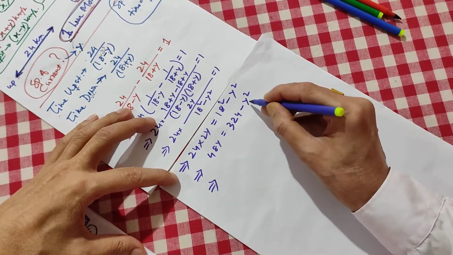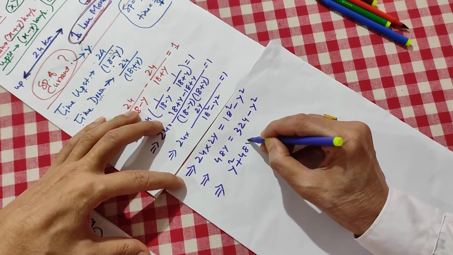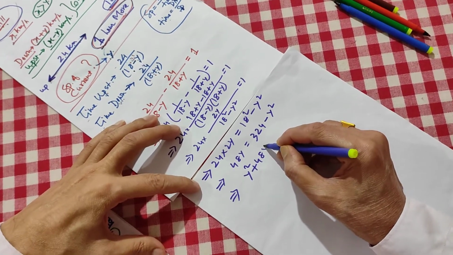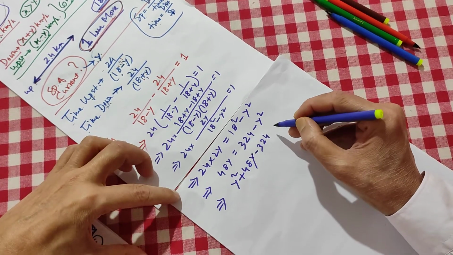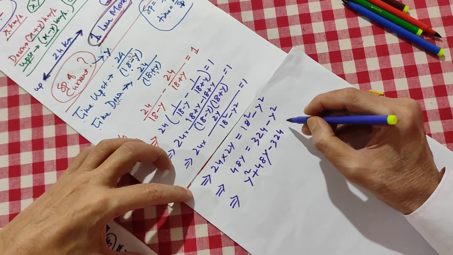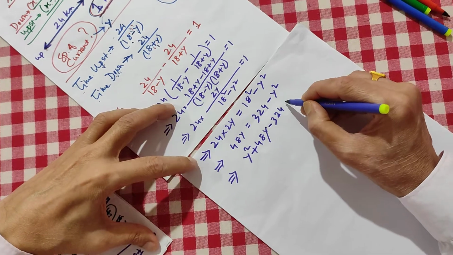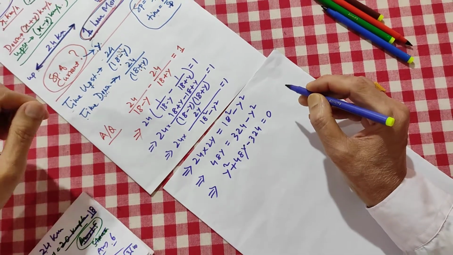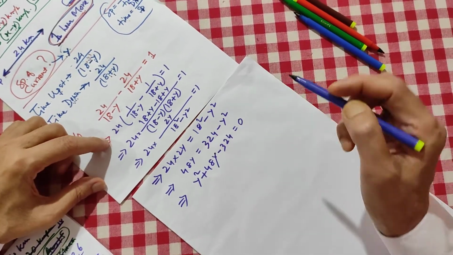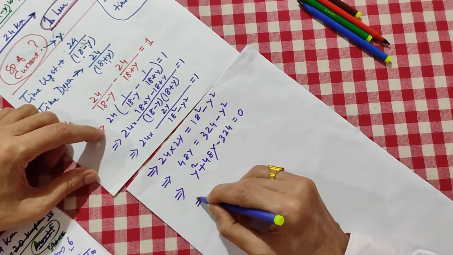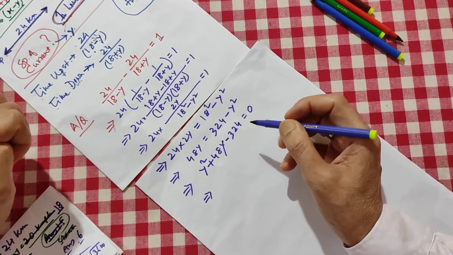So we get a quadratic equation. Y square comes to this side: y square plus 48y minus 324 equal to 0, isn't it? Now we have to solve this equation. So by solving you will get, you can use a formula if you want, right?